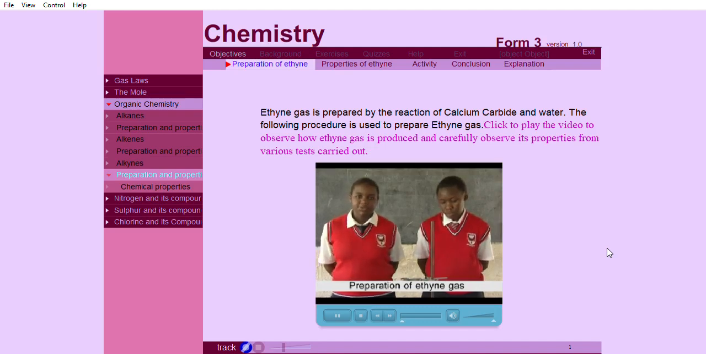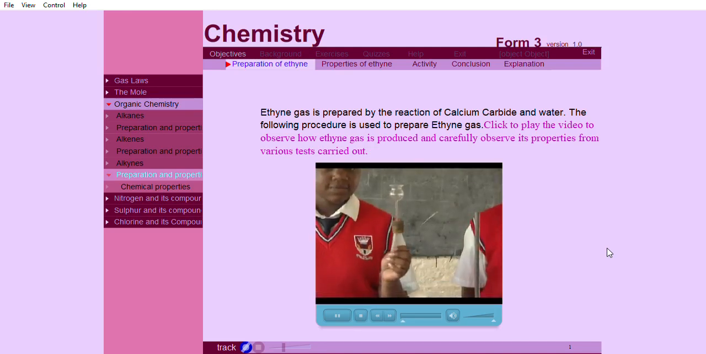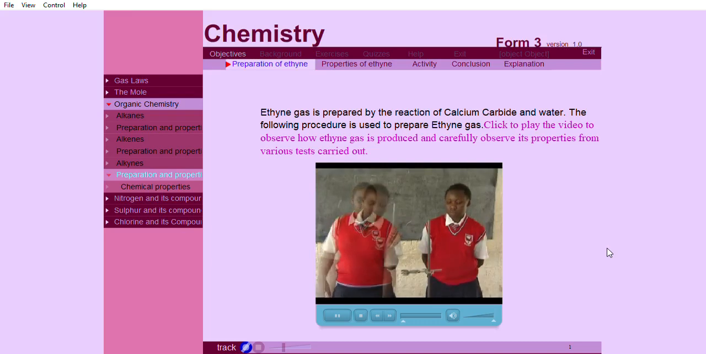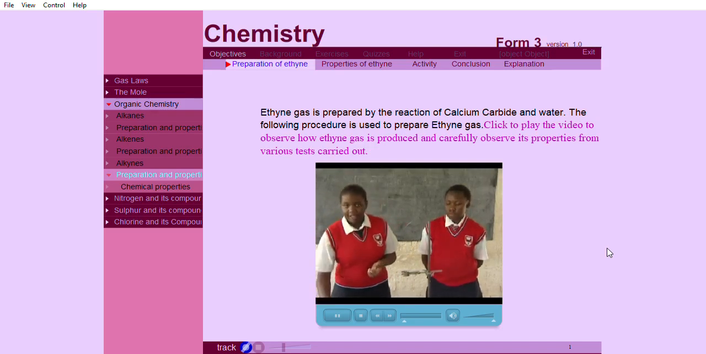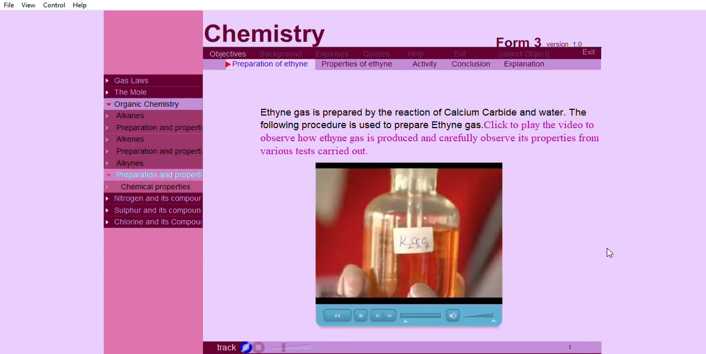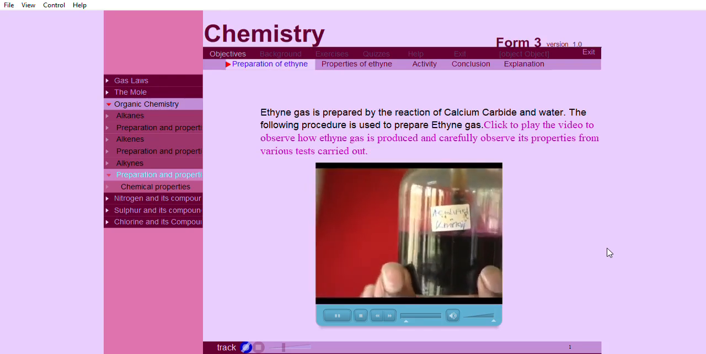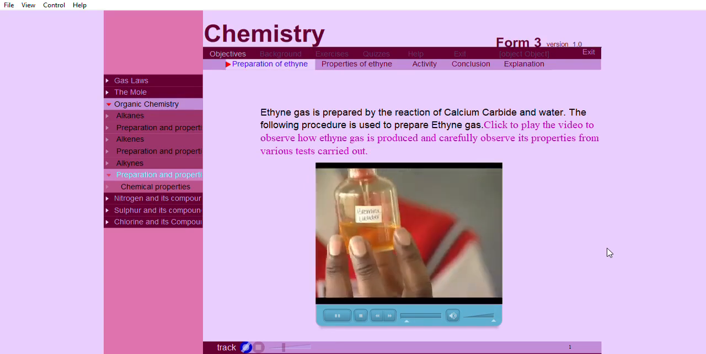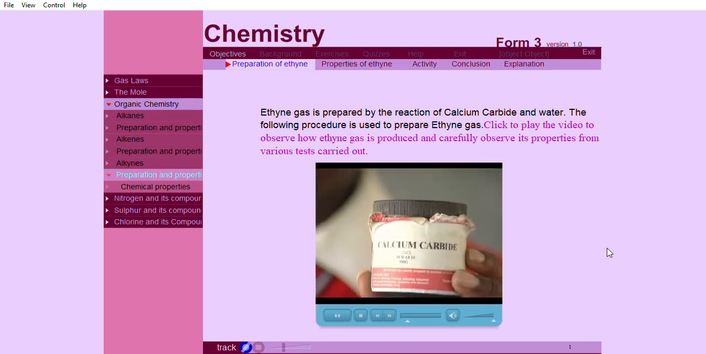The apparatus and reagents to be used are a dropping funnel, a delivery tube, a flat-bottomed flask, a boiling tube, a spatula, and the reagents are potassium dichromate 6, potassium manganate 7, bromine water, calcium carbide, and water.